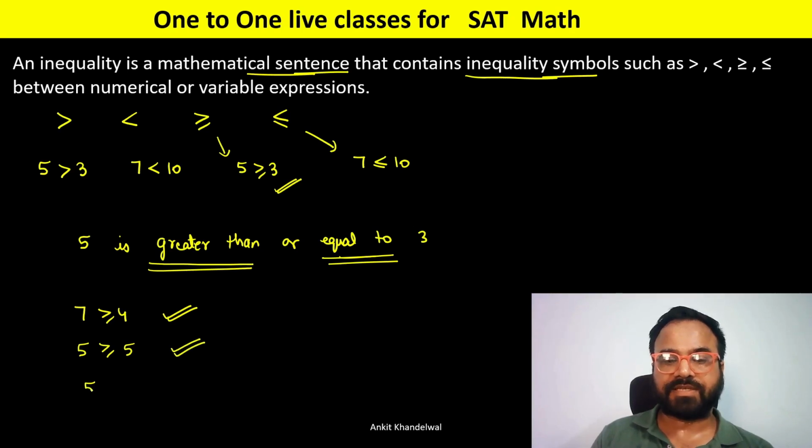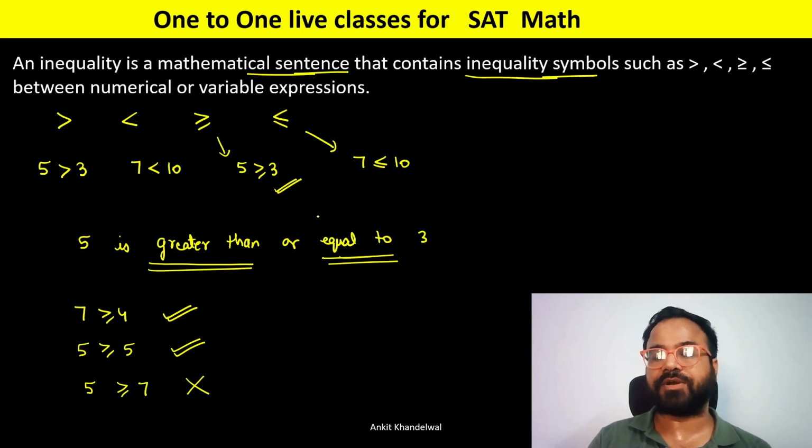But if I say 5 is greater than or equal to 7, this will be false, because 5 is neither greater than 7 nor equal to 7. So this will be false. Any one of them should be true for this inequality to be true.